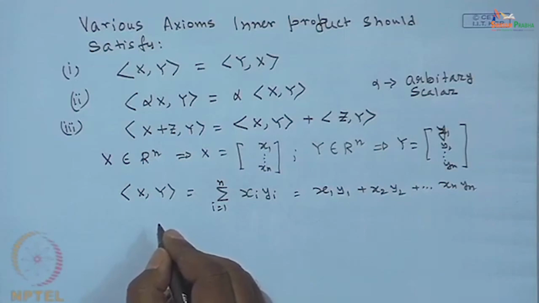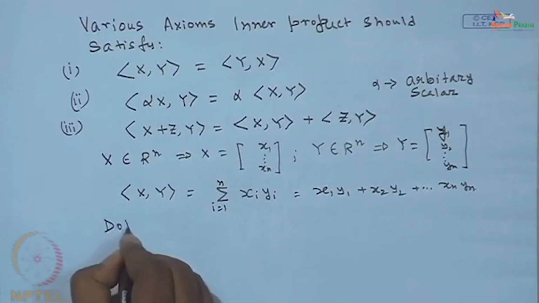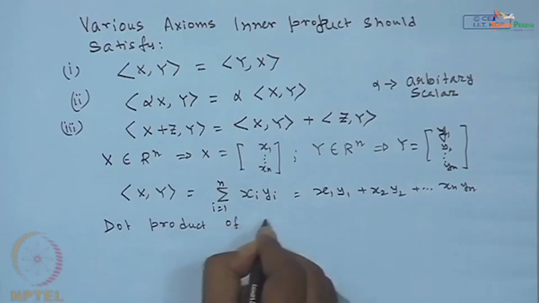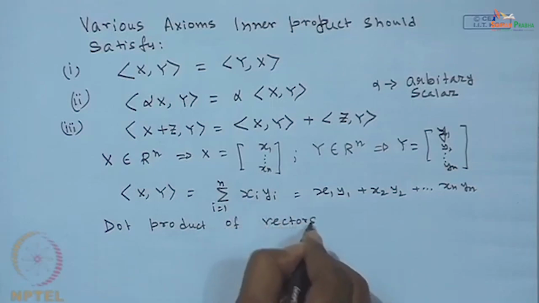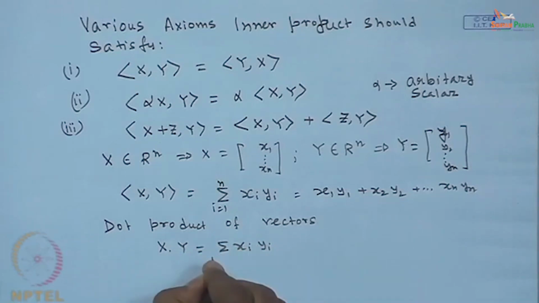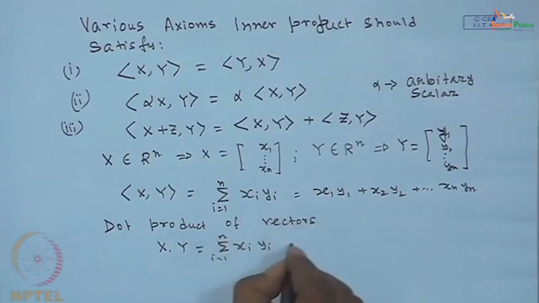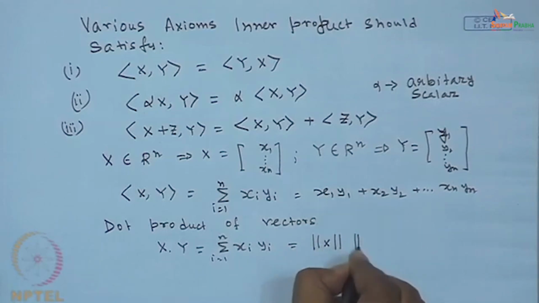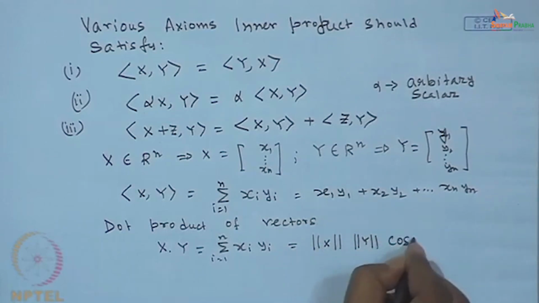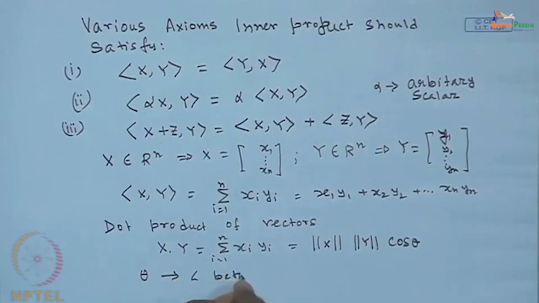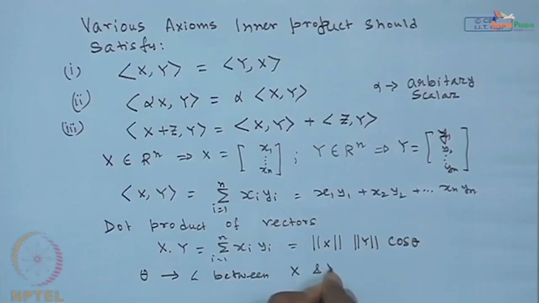Okay. So, this is nothing but the dot product of two vectors x and y. What is the dot product of x and y? This will be nothing but summation x_i y_i. Therefore, this will be nothing but norm of x multiplied by norm of y multiplied by cosine theta, where theta is the angle between the vectors x and y.